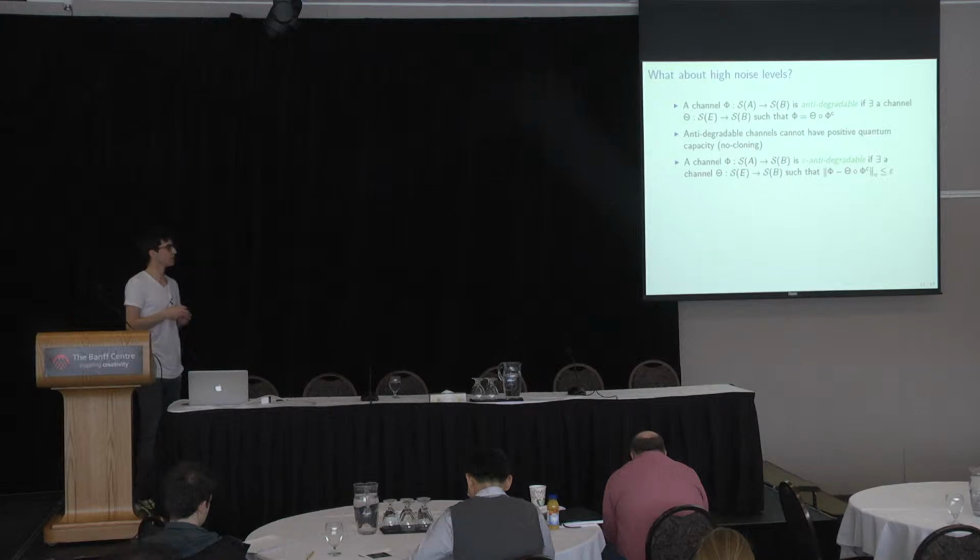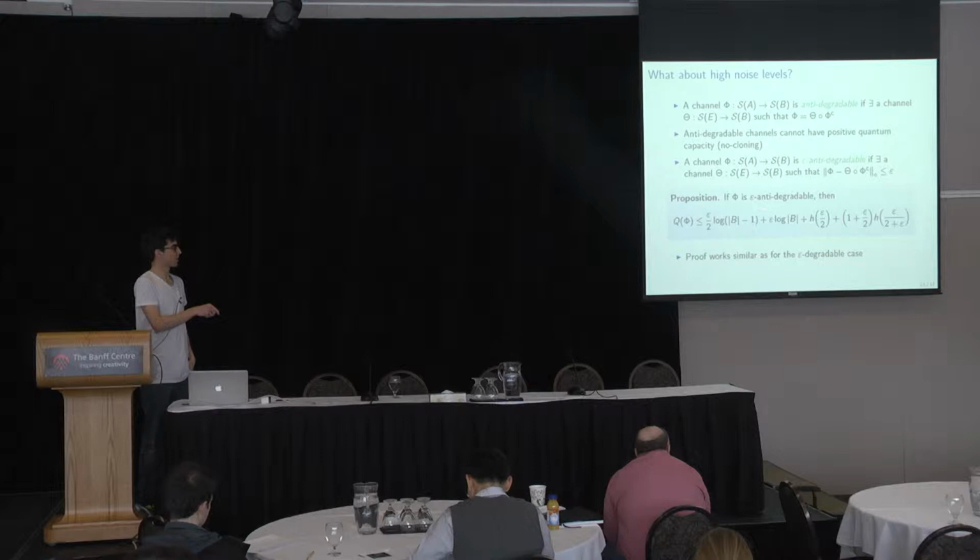process. And so we can apply the same definition again. We define an epsilon anti-degradable channel in the sense that this anti-degradability condition holds with respect to the diamond norm up to an epsilon. And then we prove that the quantum capacity for an anti-degradable channel is just bounded by this term here, which only depends on epsilon. And this bound turns out to be good in the low noise regime. So you see that this is only good if it's close to zero.